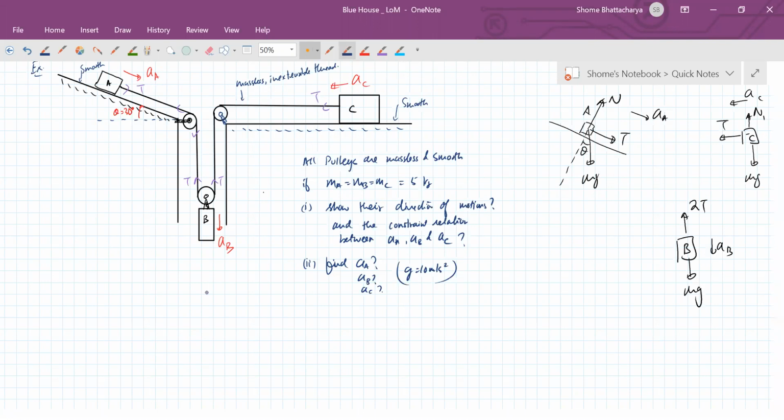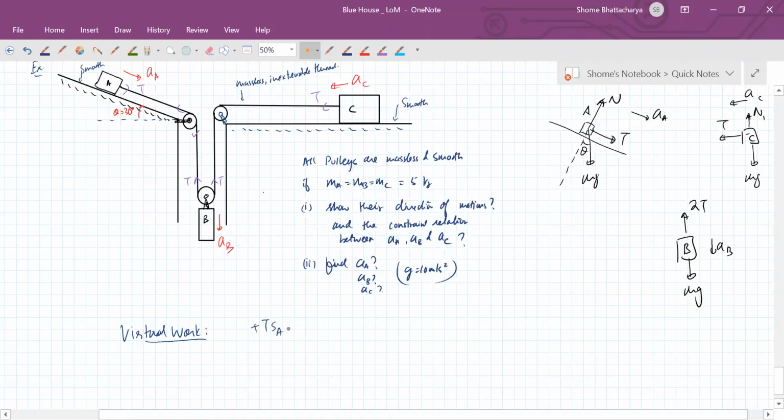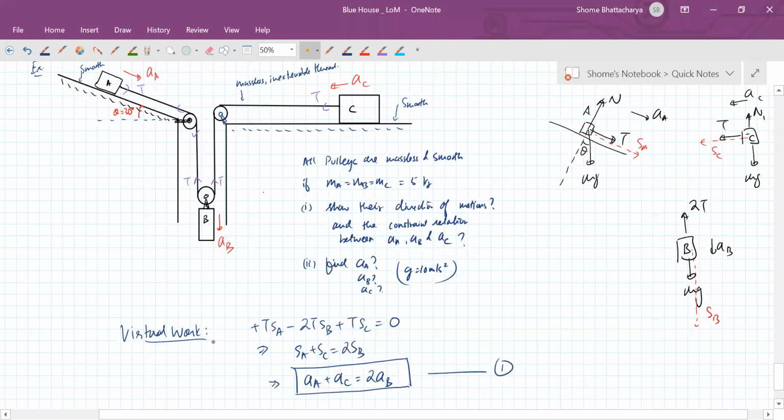So now you can see that from the virtual work method, plus t into displacement of A minus 2t into displacement of B plus t into displacement of C should be 0. So you can see that in this diagram, A will make a displacement along this direction, C will make a displacement along this direction, but B will make a displacement opposite to tension. So this is a constraint relation. This is our equation 1, and this is also the solution of the first part.